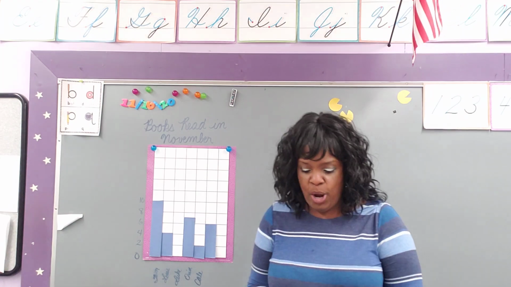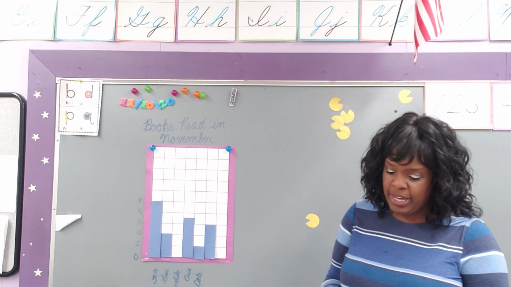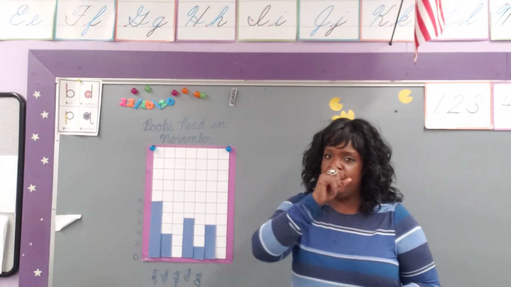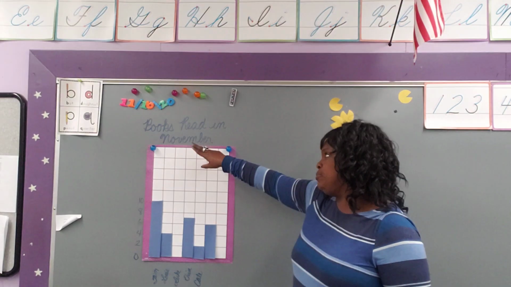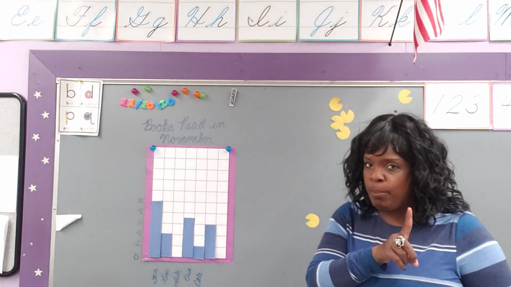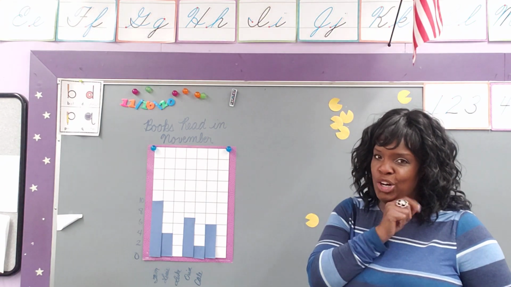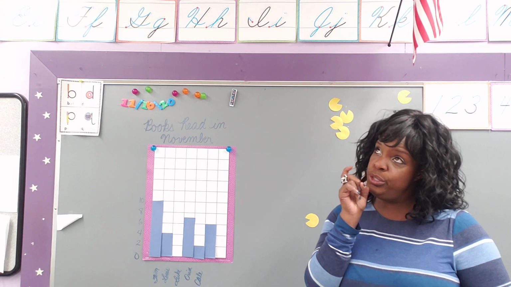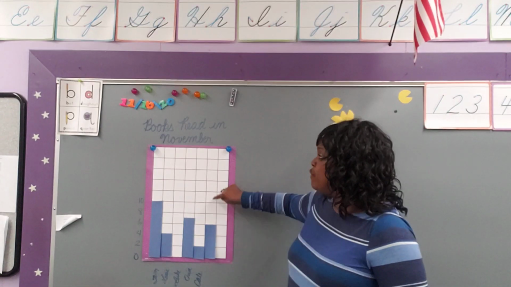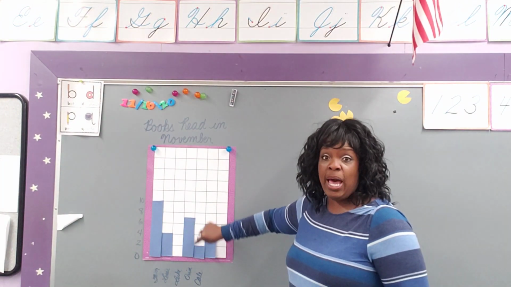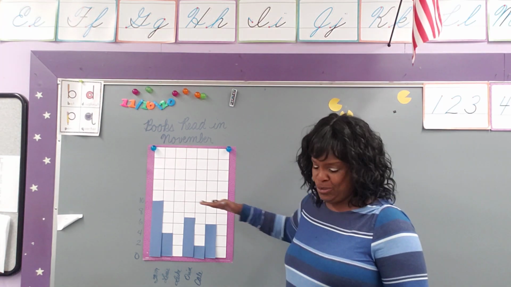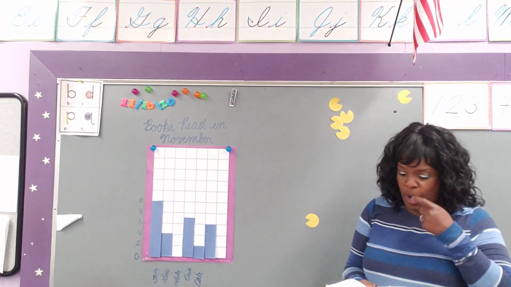So as we look at our bar graph today, we are looking at the number of books read in November. I know you probably can't see it as clearly, but it says books read in November. Now, when we look at this bar graph, is this a vertical bar graph or a horizontal bar graph? Most of you said vertical bar graph. When it goes up and down, that is vertical. If it was horizontal, it'd be going across this way, right? So this is a vertical bar graph.